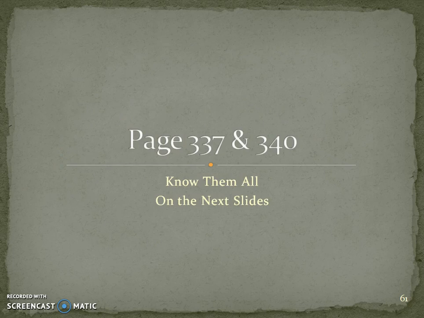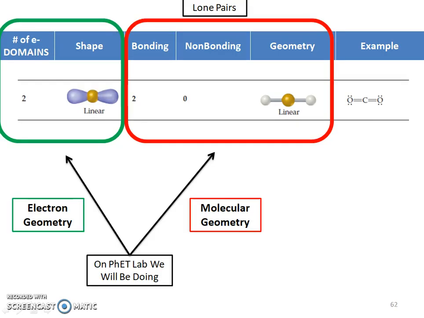So yes, you do need to know all of them, and yes, here they are in the book, just so you can have another visual. This one has 2 electron domains, only 2 that are bonding, and it's got to be linear. So the shape is linear and the geometry is linear. In the book, they're calling it non-bonding, but other places might also call it lone pairs.